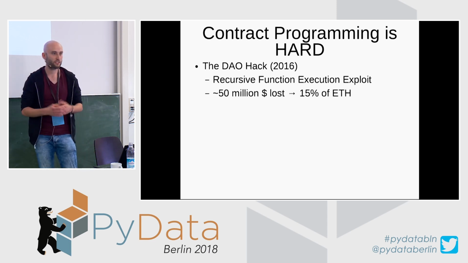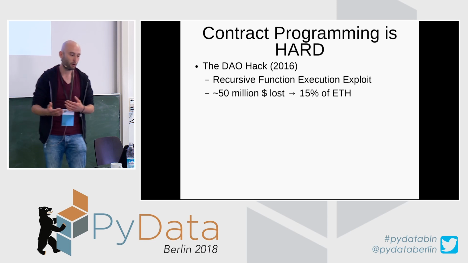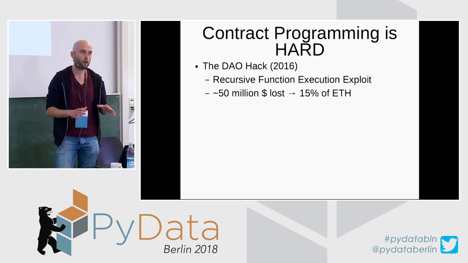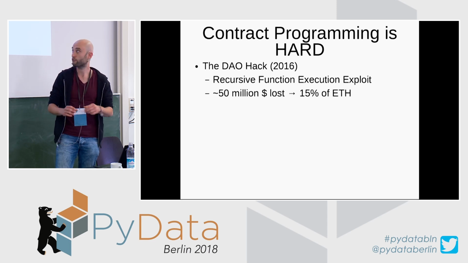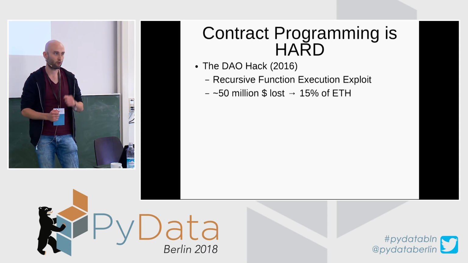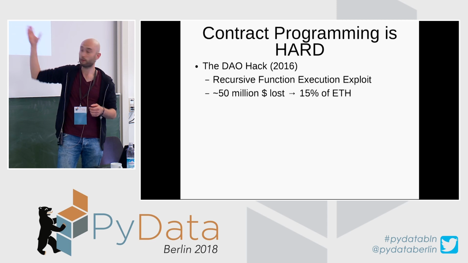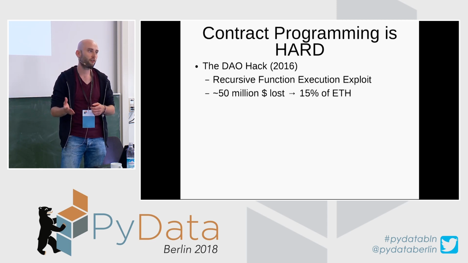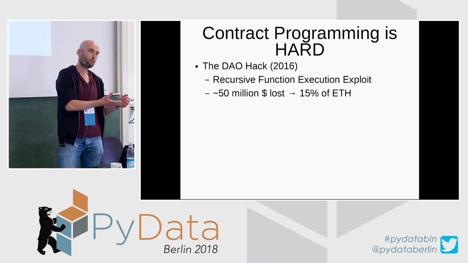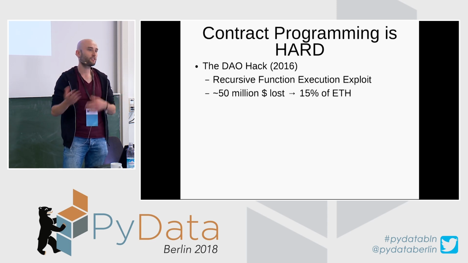And this exploit wasn't known at that point in time. And so when this guy did it, about 50 million US dollars at that point in time were lost, which corresponded to 15% of all Ether in circulation. So that was a big flaw. And actually, because it involved more than 10% of the Ether, something very revolutionary happened. The entire Ethereum community came together and said, we can't let this happen. So what they did is they actually rolled back the blockchain, fixed the bug, and said this transaction never happened.